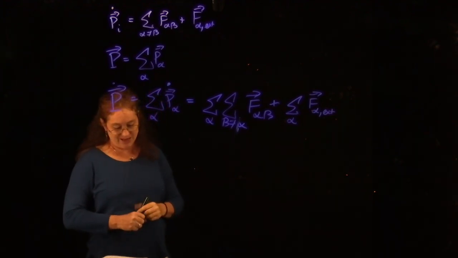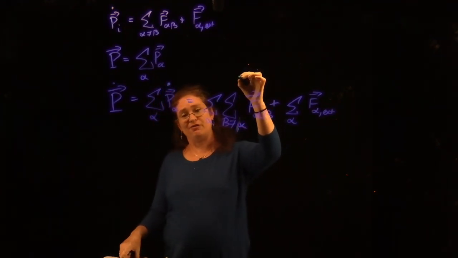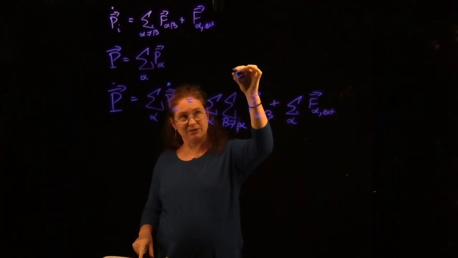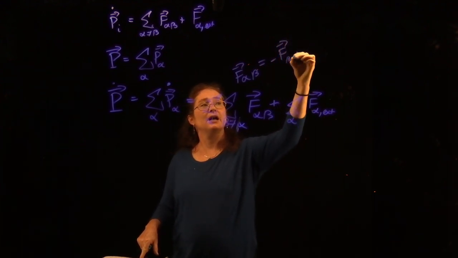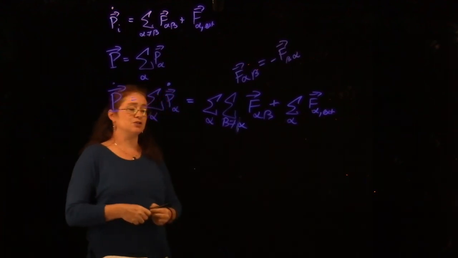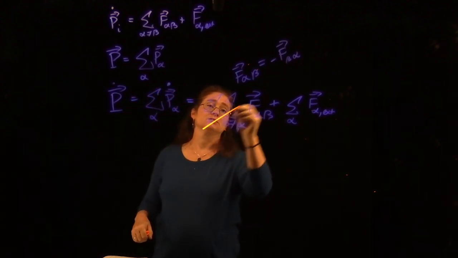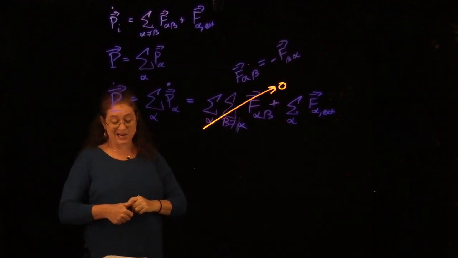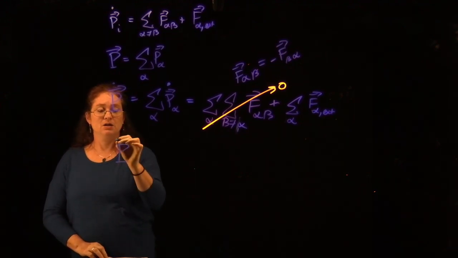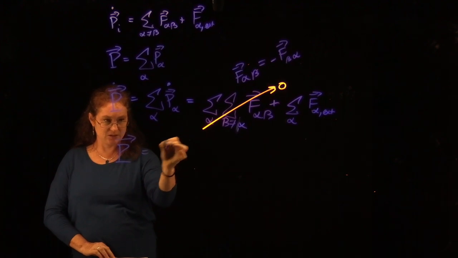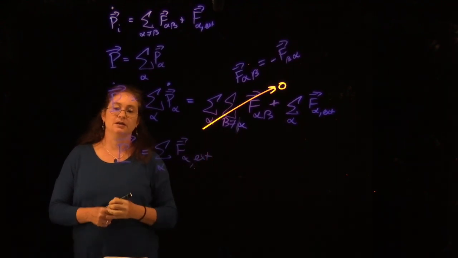All right, and then here I'm adding up all of the forces, but for every alpha not equal to beta, there is always an F alpha beta, which is equal to the negative of F beta alpha. So no matter how many particles you have, the sum of the internal forces has to equal zero. Internal forces cannot change the total momentum. So you get conservation of momentum. The total momentum in the system is equal to the sum of external forces on its components.